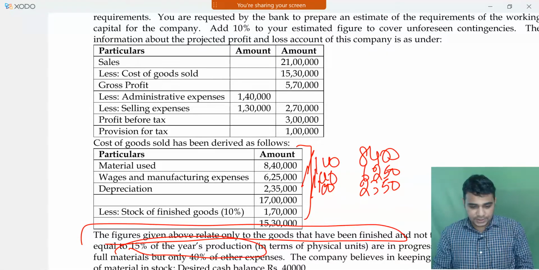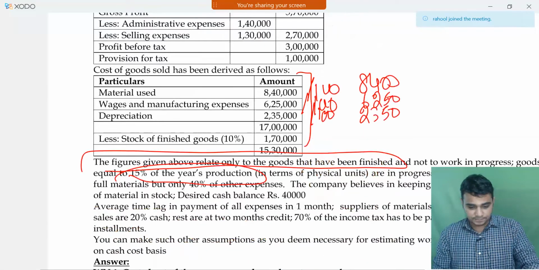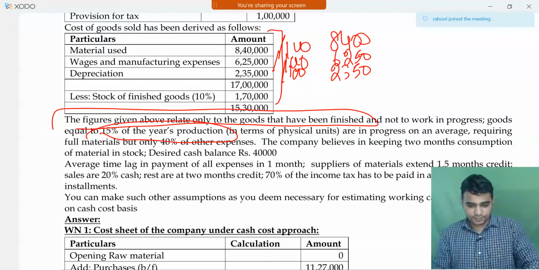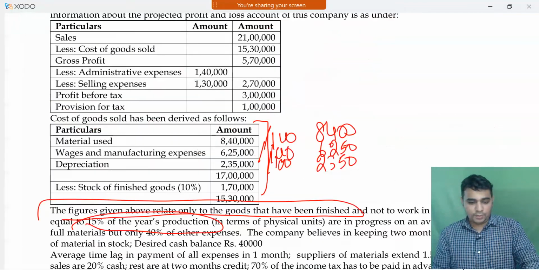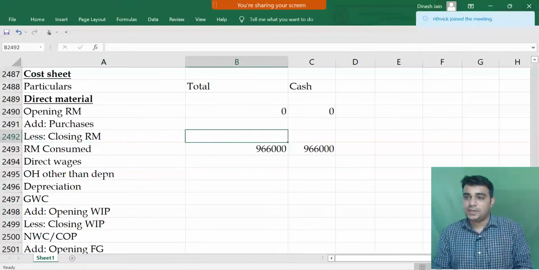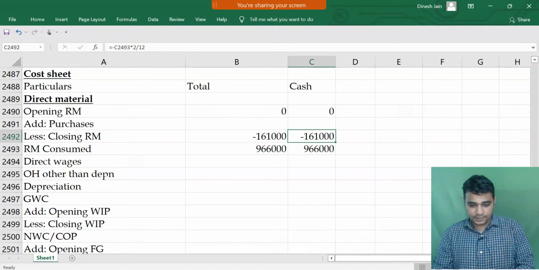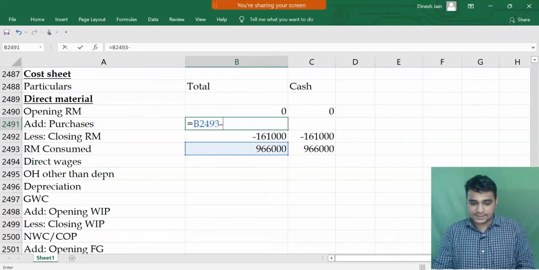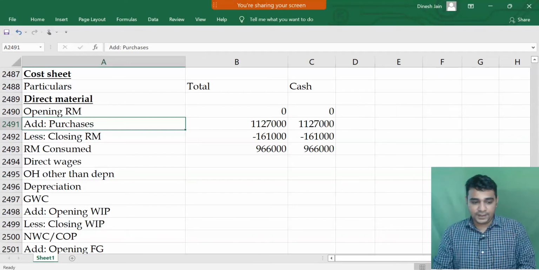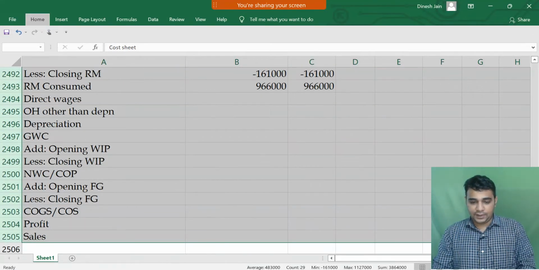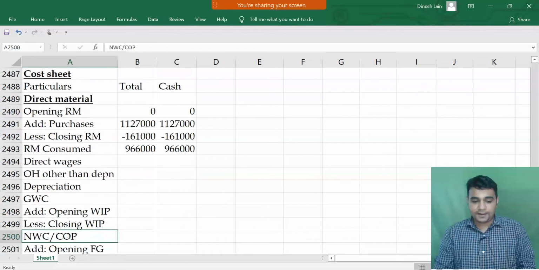Closing raw material they have mentioned in the question is 2 months of consumption. 2 months of consumption is the closing stock, so into 2 by 12. Purchases is a balancing figure, 1127. This is one part of it.